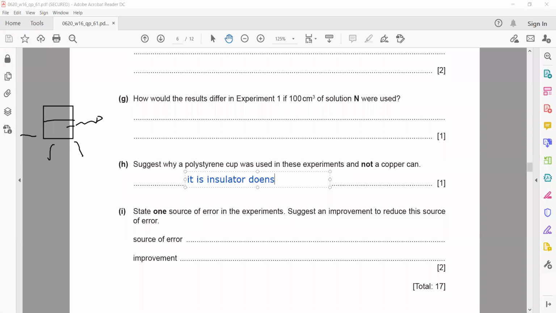does not allow heat to escape or reduces the heat loss.